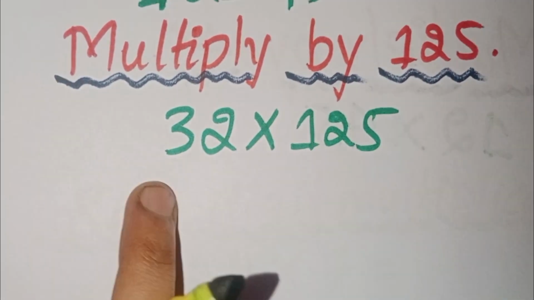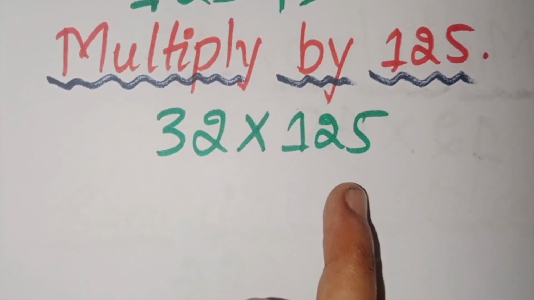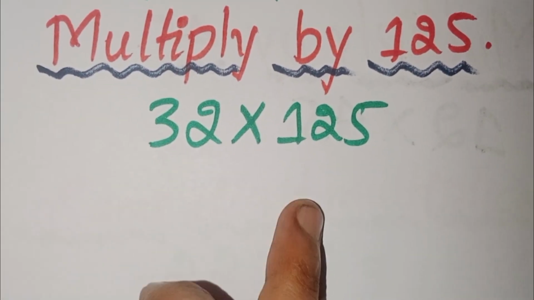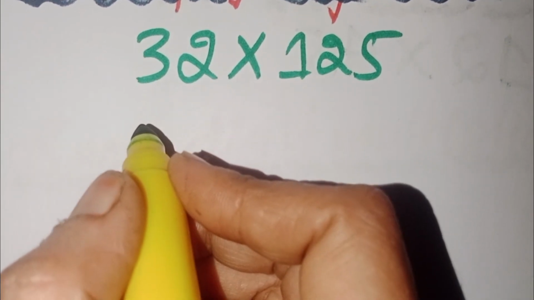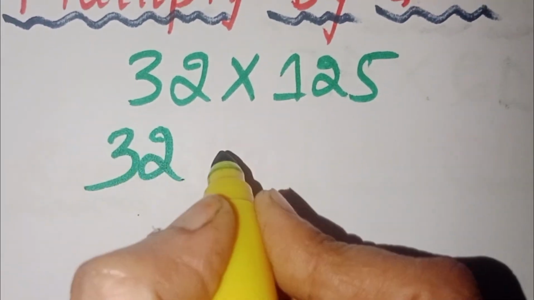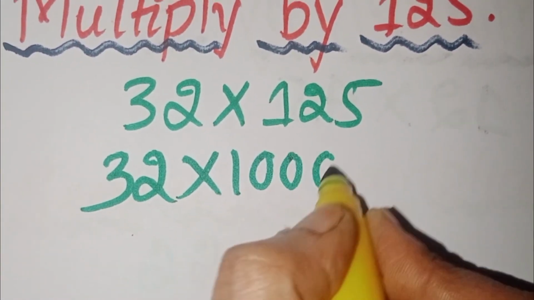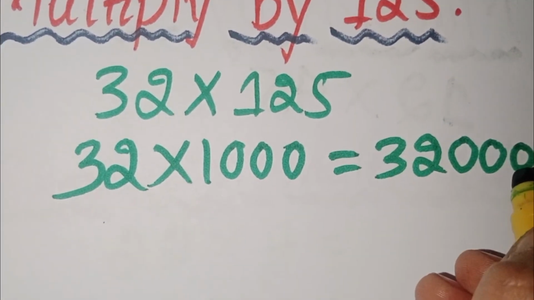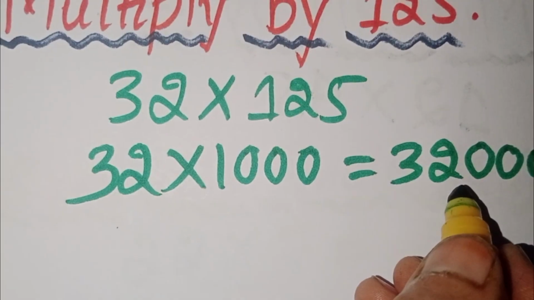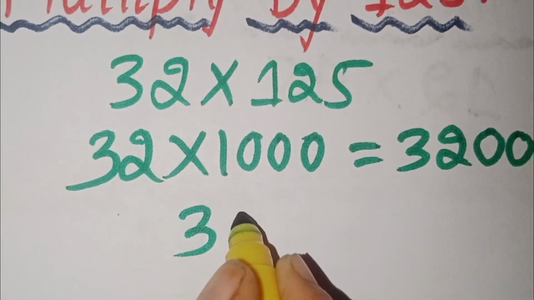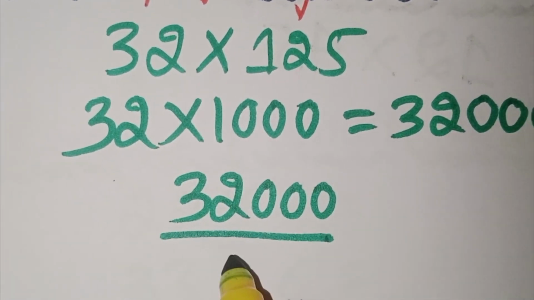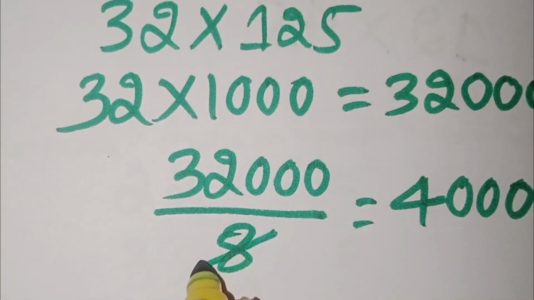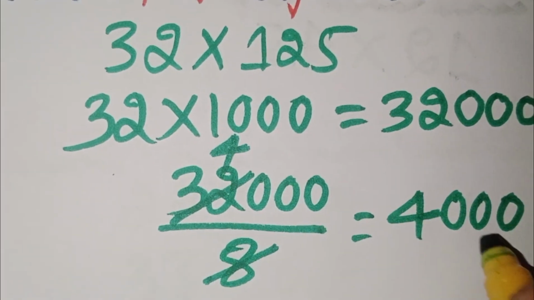Multiply by 125. 32 into 125. First multiply by 1000 and divide by 8. 32 into 1000 is equal to 32,000. Now divide this by 8. 32,000 divided by 8. We get 4,000. 8 ones are 8, 8 fours are 32, so 4,000.